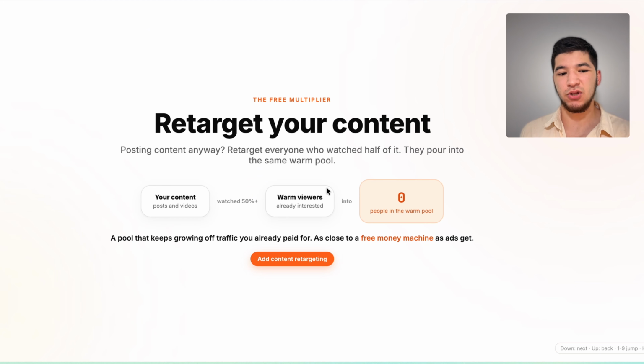You can also retarget your content as well. If you have post content online, you can set a certain amount of people who watch your content. Let's say 50% of your content. You can still retarget those people as well and then be able to book more people in.